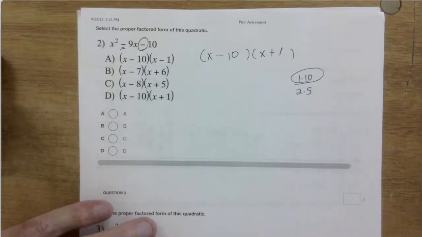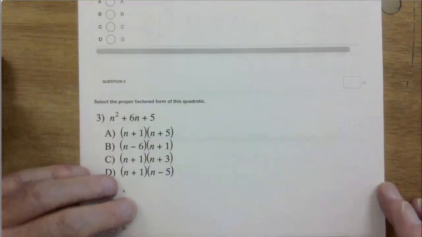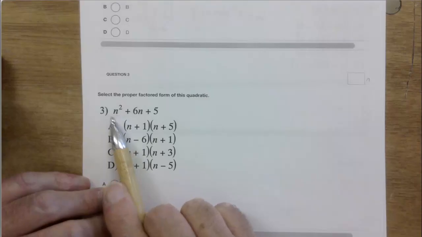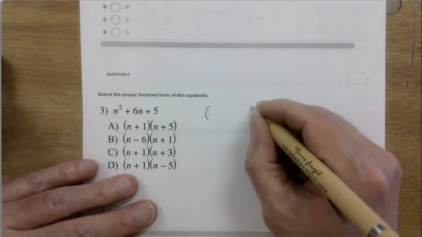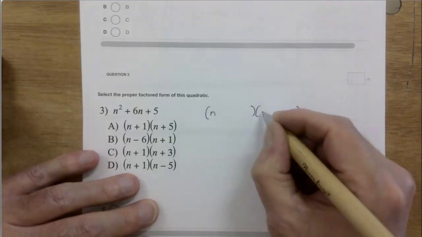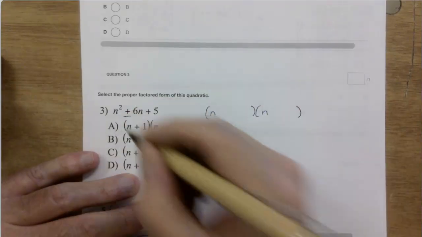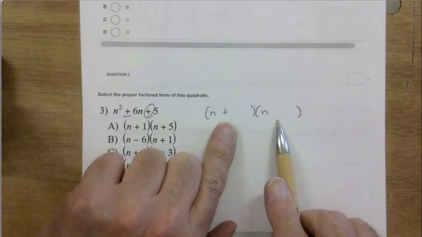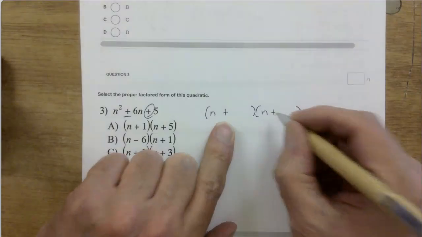Okay? Keep going. Number 3. Go straight for the answer again. Nothing in front of the n squared, okay? Make my parentheses. I put the n right here. The first sign, the plus, I put it right there. That second sign, that one, tells me these signs are the same. So this one must be a plus.